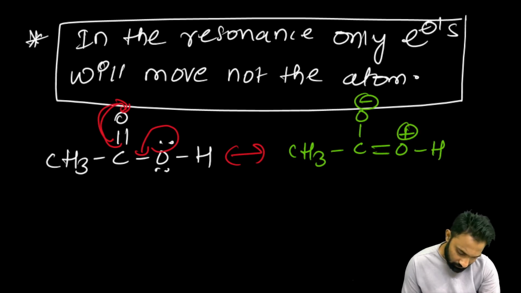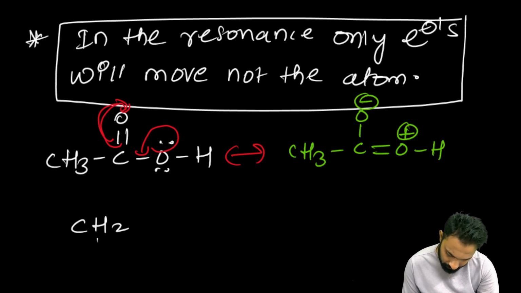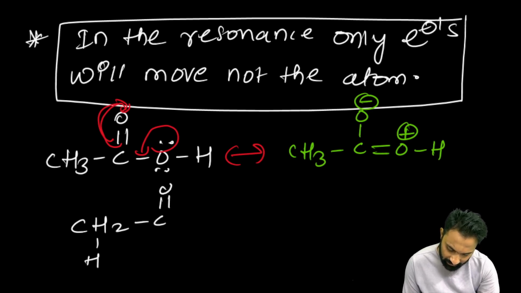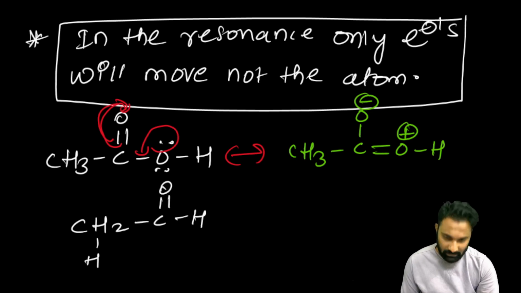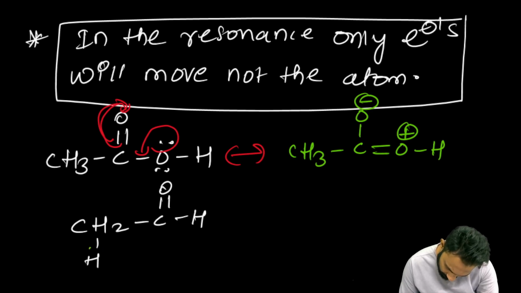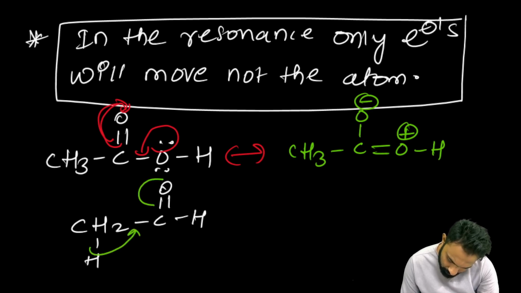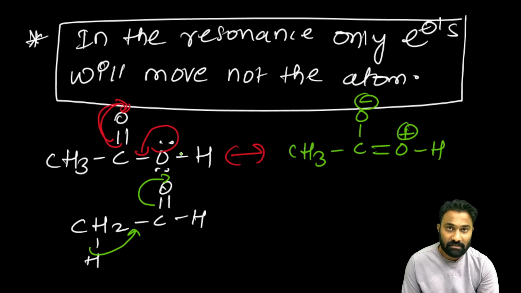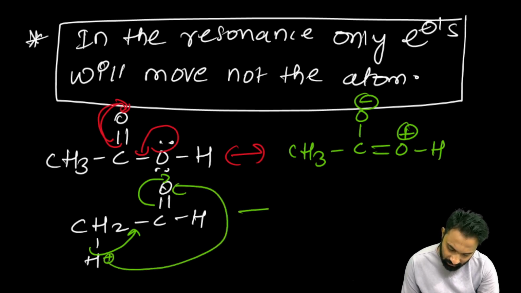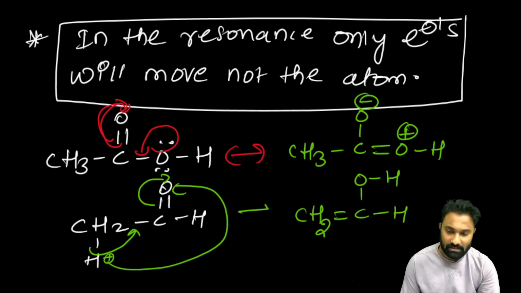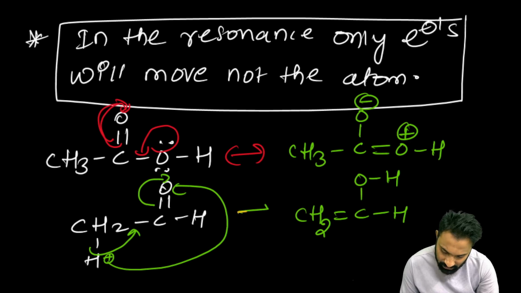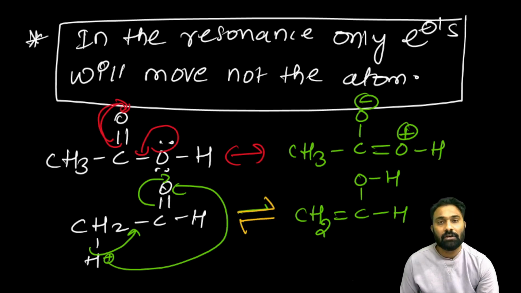Done? But suppose they have given this one. Now this is an aldehyde. Here in this aldehyde, this sigma bond pair of electrons has been moved here. Now if this pi bond has moved to this oxygen, it will get the negative charge, and this proton, positive charge, will go and attack here, and we will get CH2 double bond COH, and this is a H. Now this is not the resonance. This we call tautomerism.